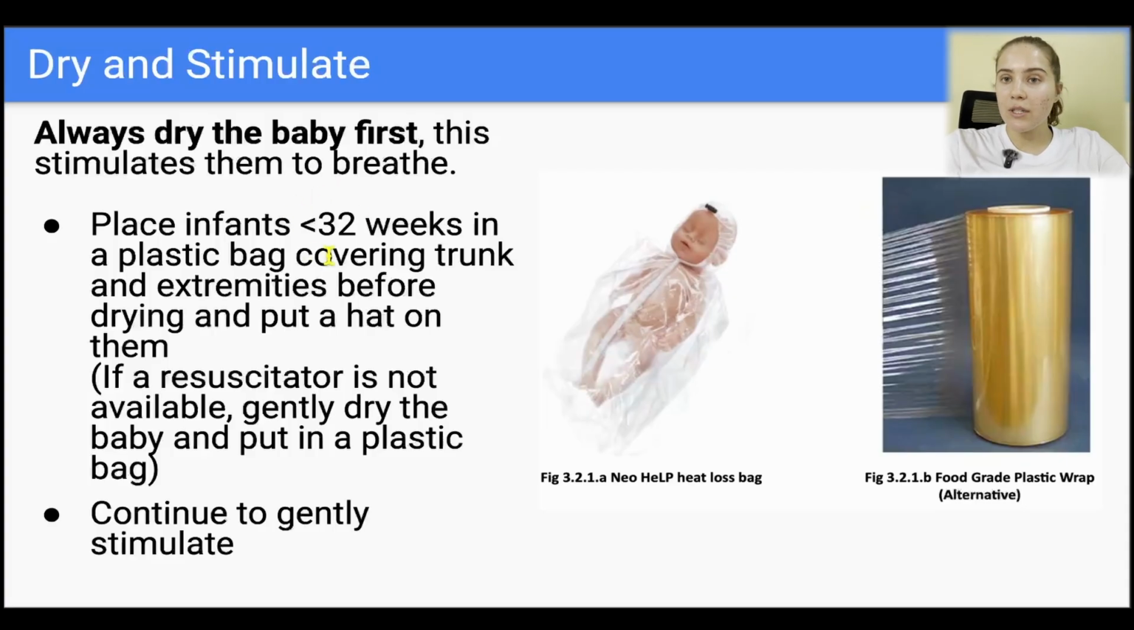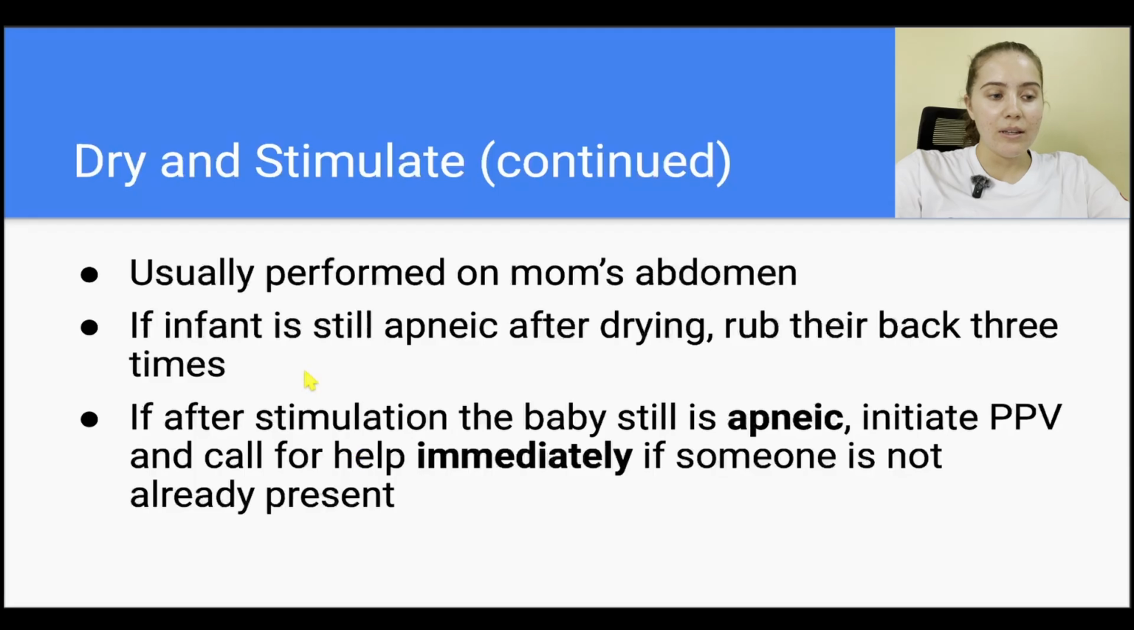If you know it's a preterm delivery or if the baby is less than 32 weeks, you should prepare by getting a neonatal heat loss bag. It can also be food grade plastic wrap, and you just wrap the baby in that, not covering their face so that they can breathe, and it helps to prevent heat loss. And then just continue to gently stimulate the baby. This is usually done on mom's abdomen once the baby comes out.